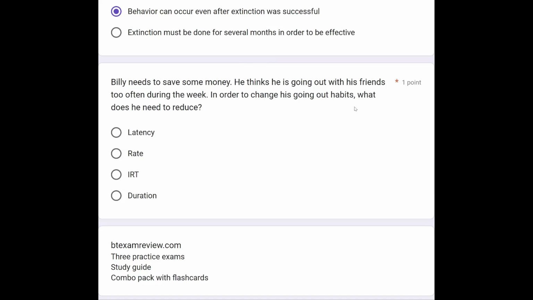Latency doesn't get him there because that's just a single response. Interresponse time, he probably needs to increase interresponse time. In duration, we're not looking at the total time of anything. Billy needs to reduce how many times per week he goes out. And that's perfect for rate, right? We have our frequency, how many, and then our time, week, how many times per week.